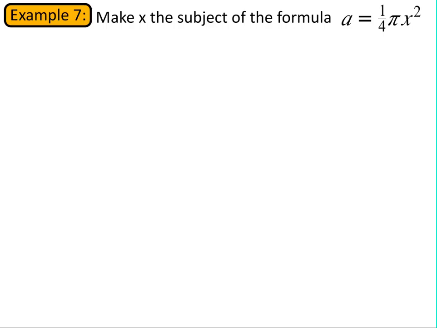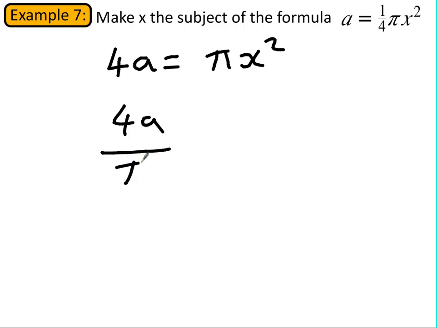Now if I multiply both sides by 4, I'll have 4a on the left, and a quarter times 4 is just 1. So we've just got one lot of pi x squared, or pi x squared. The quarter disappears. Now we need to do, or undo I should say, the multiply by pi. So we'll have 4a divided by pi is equal to x squared.